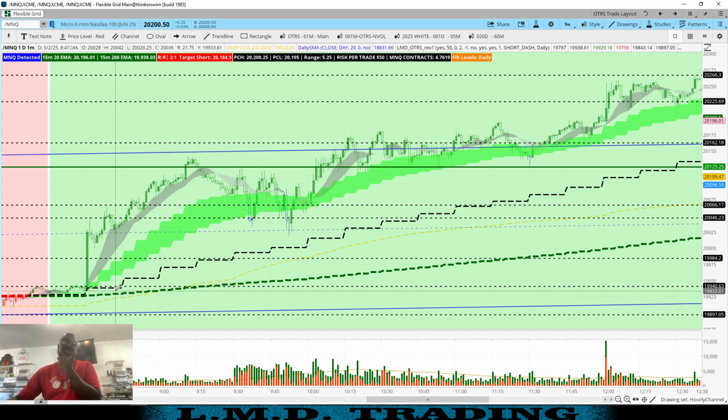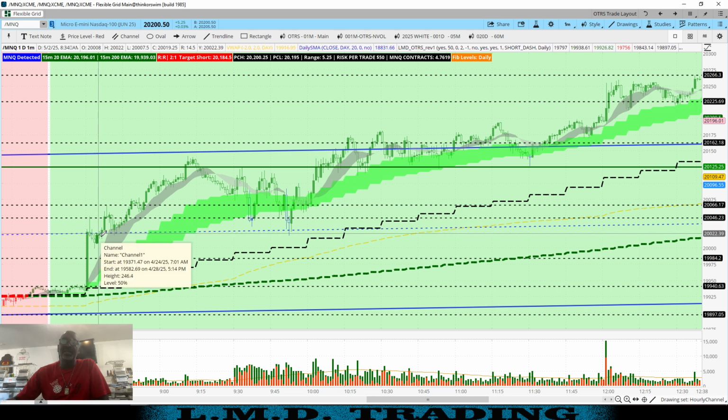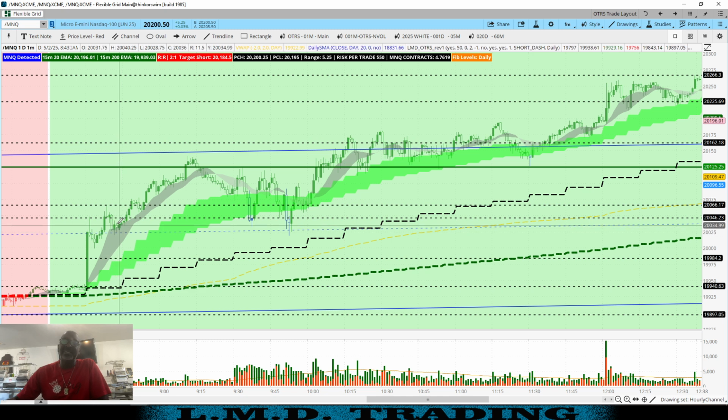The way that I trade, I look for first 1 minute candle to make 2 new high setups. So that's a clean trade. This is an inside bar candle.